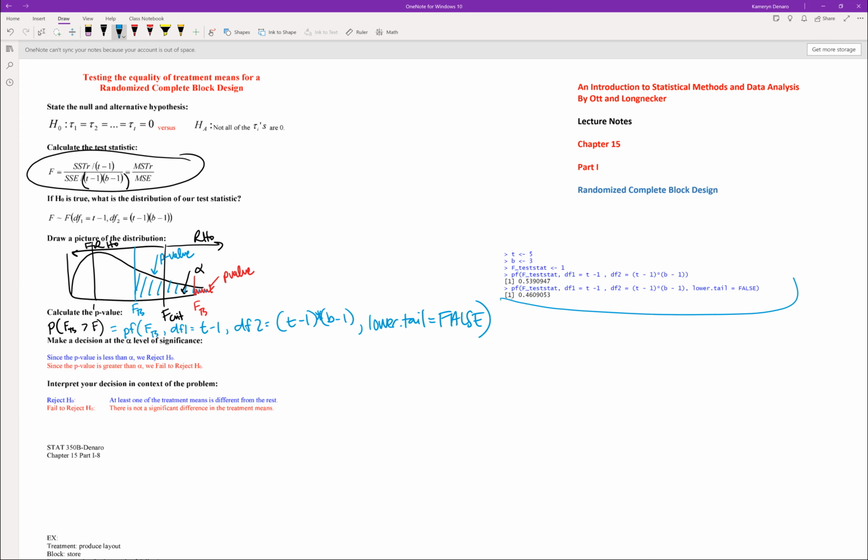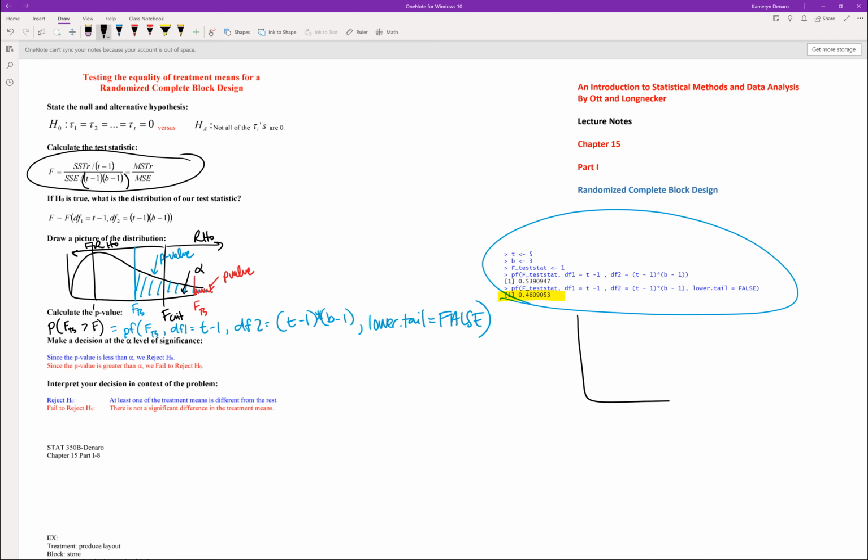All right, here's an example in R where we had 5 treatments with 3 blocks, and let's just pretend that our test statistic was equal to 1. Then right here, the second value of 0.4609, that would be what our p-value would be equal to, because we're doing pf of our test statistic, where degrees of freedom 1 is t minus 1, degrees of freedom 2 is (t minus 1) times (b minus 1), and the lower tail is equal to FALSE. That gives you the right-hand area.